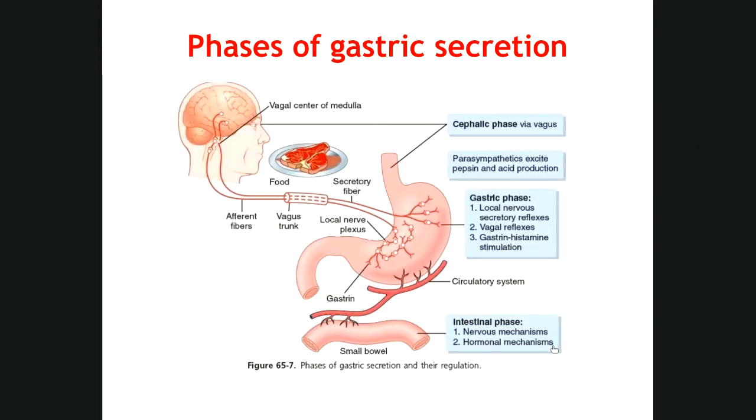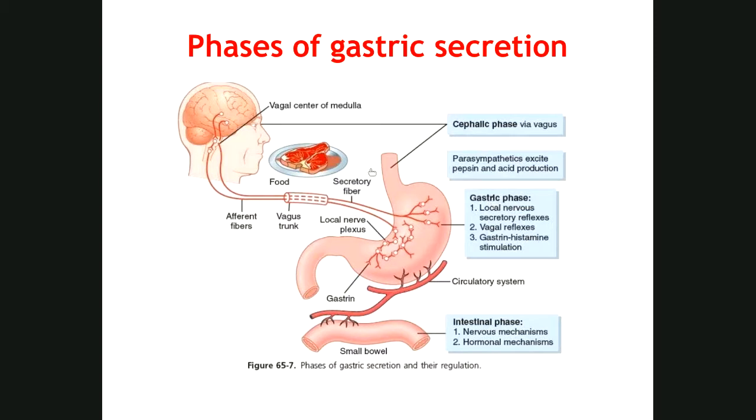So the phases of gastric secretion again, which also describes the regulation. The first one is the cephalic, the head, which is similar to the neurogenic by the vagus nerve. So thinking, seeing, smelling, all of this will increase the secretion. And the next is the gastric phase.